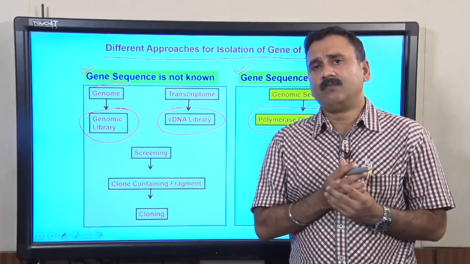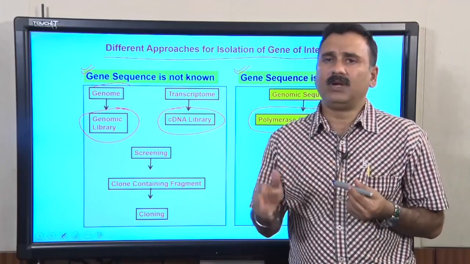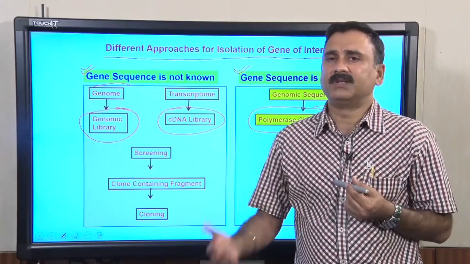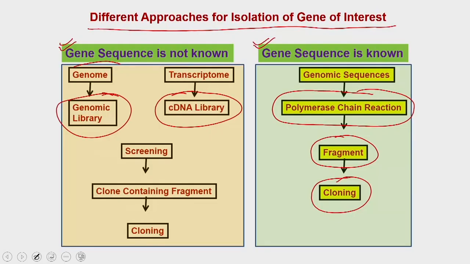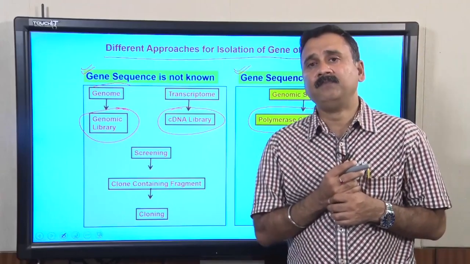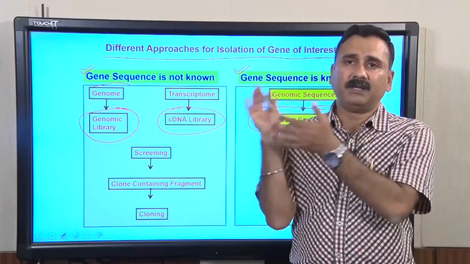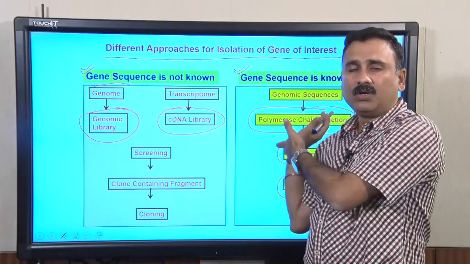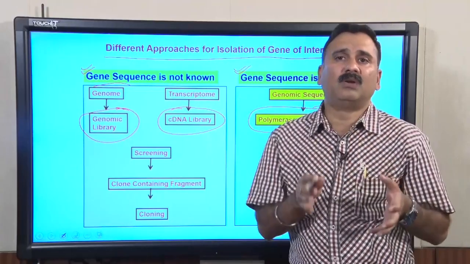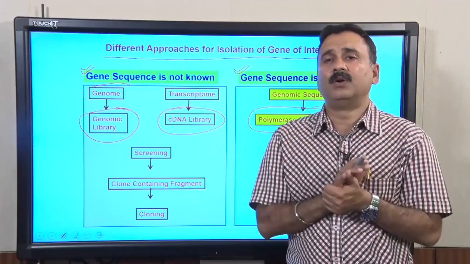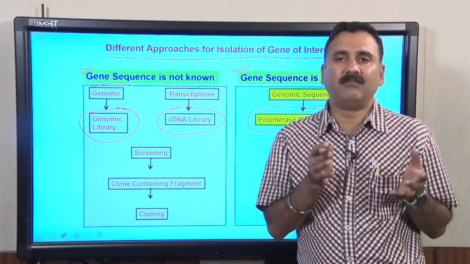So with this, I would like to conclude our lecture here, and in our subsequent lecture, we are going to discuss how, after isolating the fragment from either the genomic library, the cDNA library, or by utilizing PCR as a technique, to clone this particular fragment into your desirable transforming agent such as the plasmids.